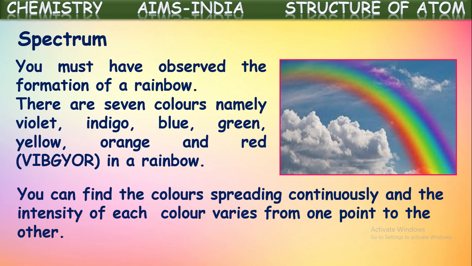You can find the colors spreading continuously and the intensity of each color varies from one point to another point. See here, the intensity of a color will be varying from one point to another point. Suppose if you see this yellow color itself, here the intensity of yellow color is somewhat less, but here the intensity is somewhat greater, and it is somewhat less here again. It means the intensity of each color varies from point to point, and all these colors spread continuously one after another. Okay.